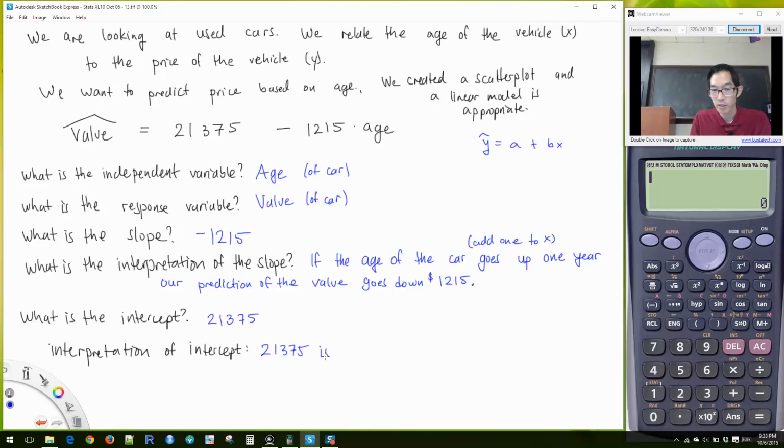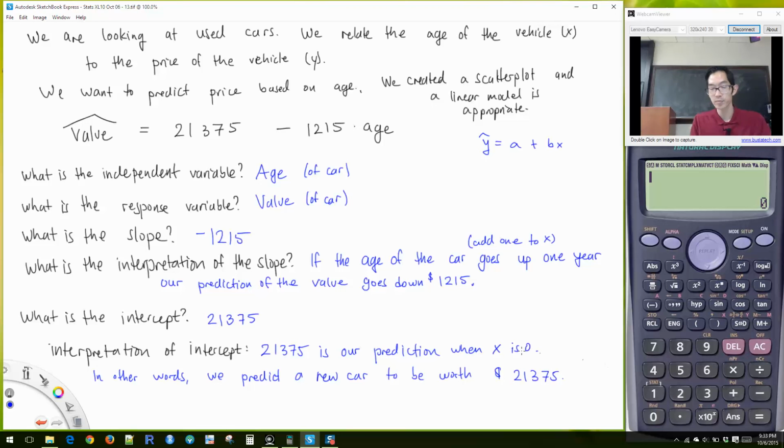21,375 is our prediction when x is 0, or in other words, we predict a new car to be worth 21,375. There you go.